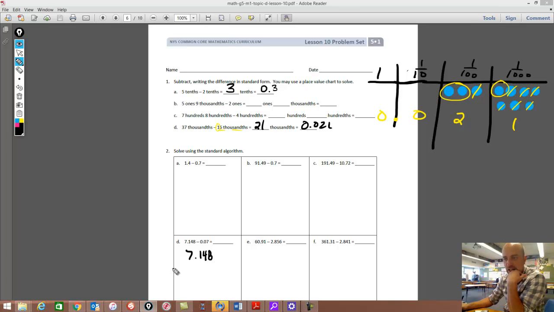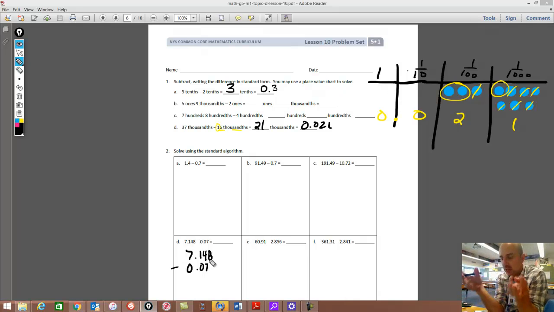148 thousandths, and I want to subtract 7/100ths. And the most important thing that you have to remember is to line them up. If you don't line them up, then you're not actually going to be subtracting tenths from tenths and hundredths from hundredths and thousandths from thousandths. And then you're going to end up with all of these numbers that don't make sense.